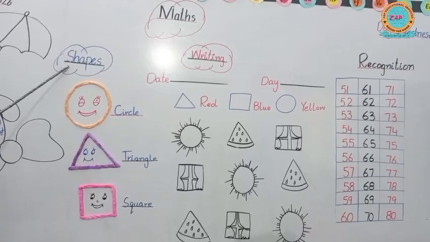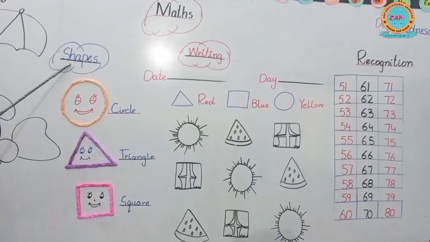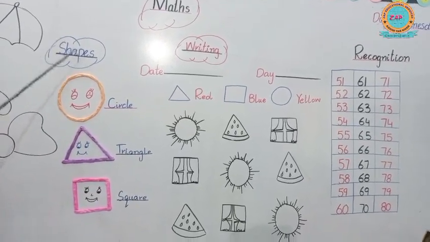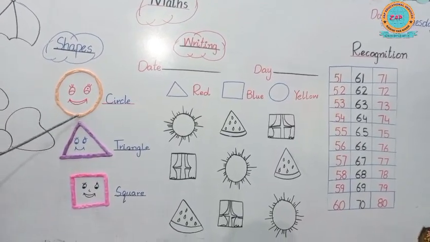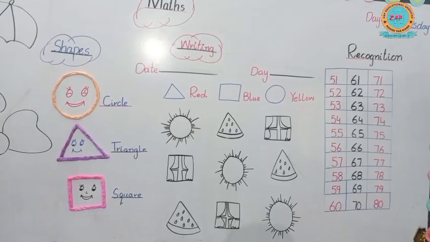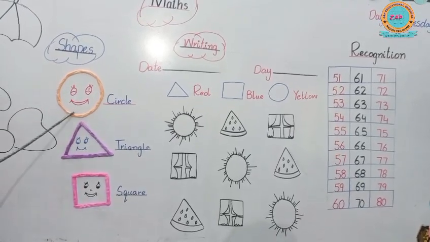Shapes. Read with me the spell of shapes. S-H-A-P-E-S. Shapes. Tell me which shape is this? Circle. Here the circle is smiling. This shape is the circle shape.